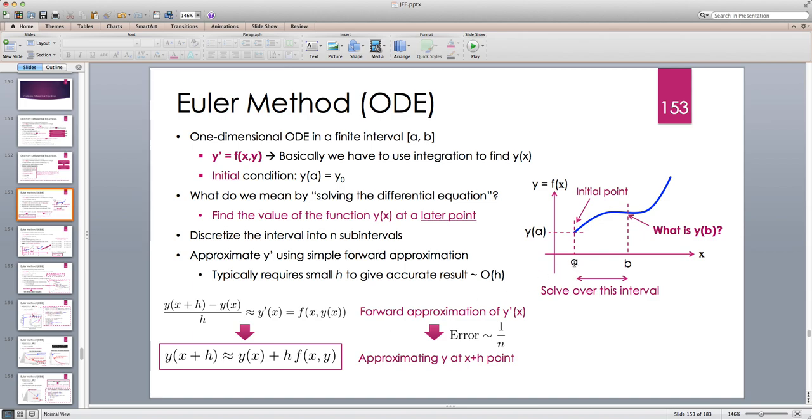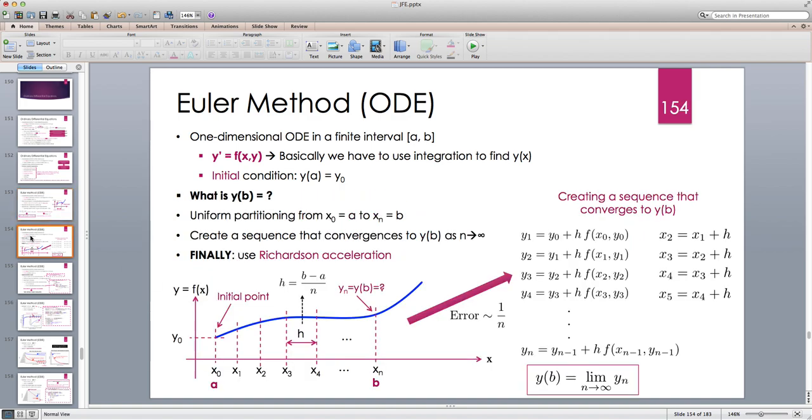And if I start from x0, which is a, and do this all the way to xn, which is b, I can find an approximation for y at b, right? And then if n goes to infinity, I have an infinite number of sub-intervals. This error goes to 0, so this approximation becomes exact in the limit when n goes to infinity. So what does all of this mean? It means that we end up with a sequence. So this is my function, x0 is a, given, y0, my initial condition, is given, and I'm looking for y at point b. B is a later point after a, okay? So I do a uniform partitioning from x0, which is a, to xn, which is b, and I create a sequence. This is very important.